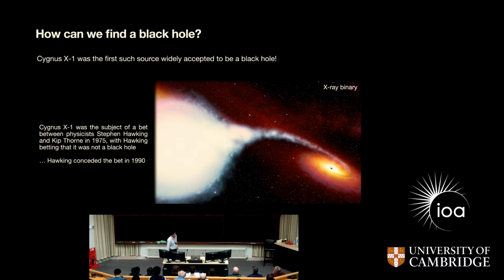And indeed, there was Cygnus X-1. This was one of the famous X-ray sources. It emitted a lot of light in the X-rays, very high energy photons. And there was an interesting bet between Kip Thorne and Stephen Hawking in 1975, where Kip Thorne said this is for sure a black hole, this must be a black hole, whereas Hawking was betting that it was not a black hole, but intrinsically, I think, hoping that it is a black hole, because this was then the first object where the majority of people agreed that this is probably a black hole.